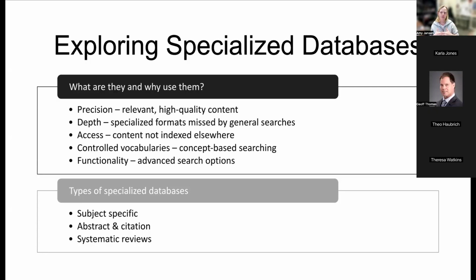So there are a few reasons why we might want to dig into a specific database like PsycInfo or sociology databases or some of the nursing databases. There's precision there. We have really high quality content that's relevant. We have depth, so you might find formats that you would miss in a general search in Google Scholar and in Southern Search. Some of that content is not indexed in other places.